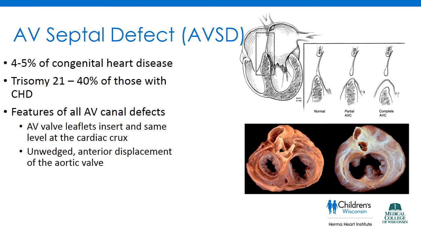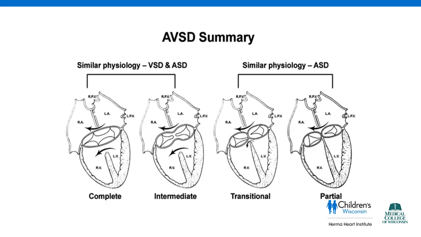This is a cross-section first of a normal heart. So these are the normal AV valves here. And you can see with a complete AV canal that the tricuspid and mitral valves are basically one valve. And so when we repair this, we really take this and septate the heart and close both the atrial septal defect as well as the ventricular septal defect, but also have to repair these AV valves. This is just another summary showing the different forms of AV septal defects or AV canals.